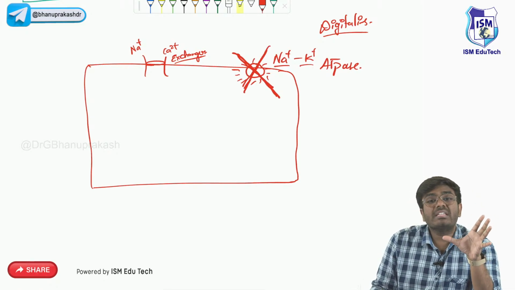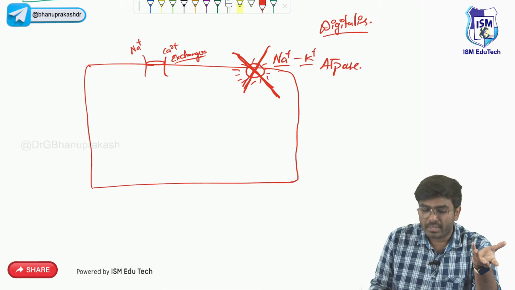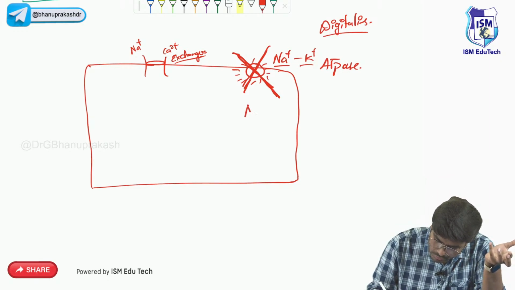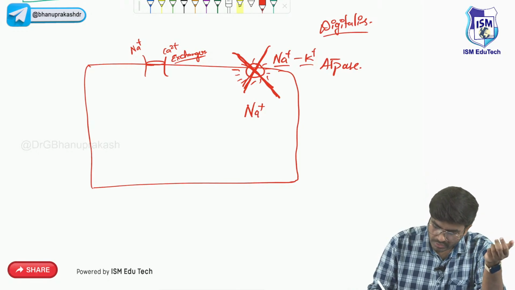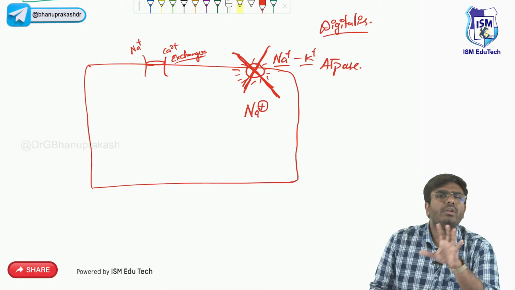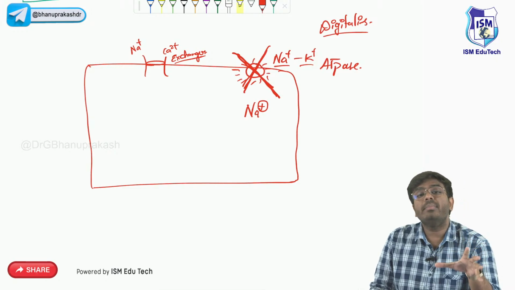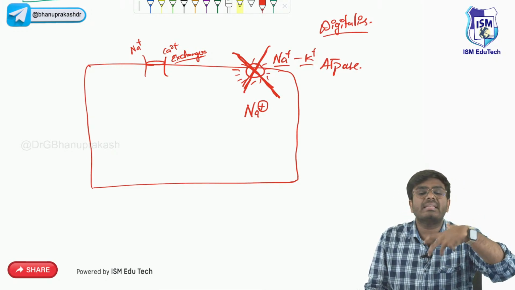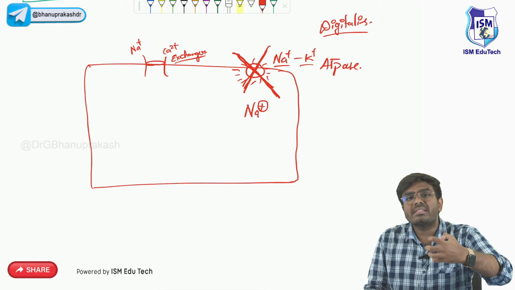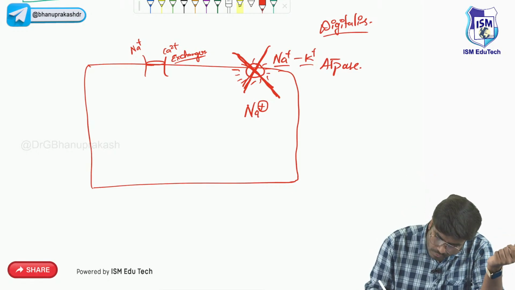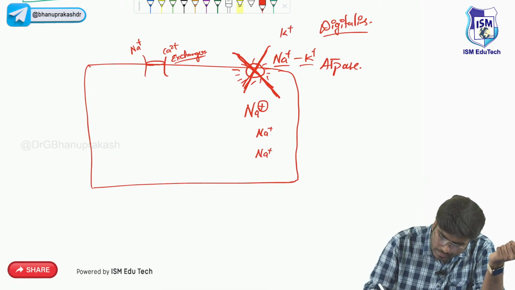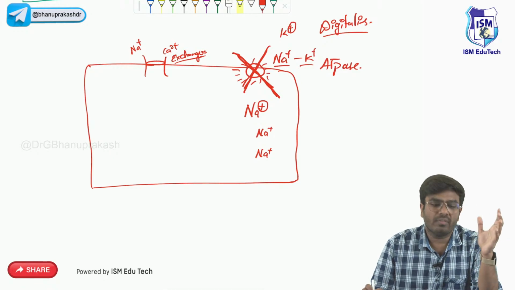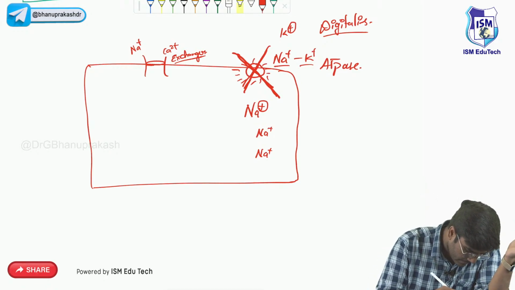Now when sodium potassium ATPase is inhibited, what will happen? Do you think sodium is going out? No, sir. Sodium is not going out of the cell. Sodium is retaining in the cell. Try to understand it like this: sodium is retained inside the cell, and potassium is not coming into the cell. Now what will happen? Can anyone tell me what exactly happens?